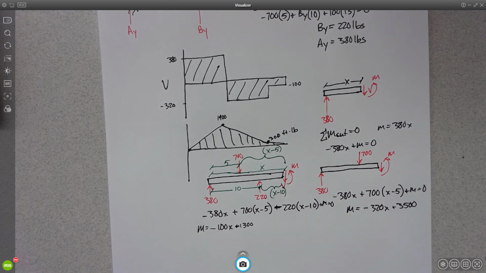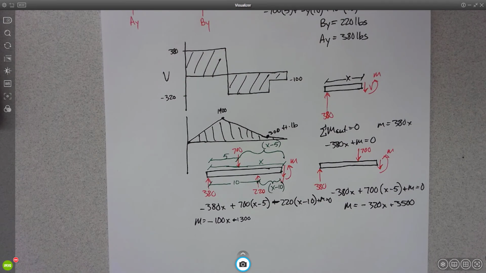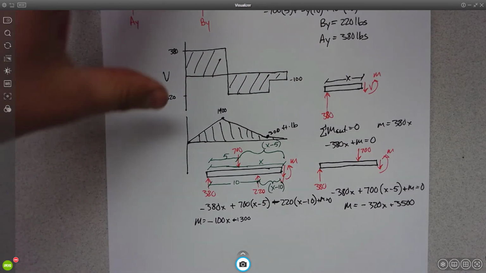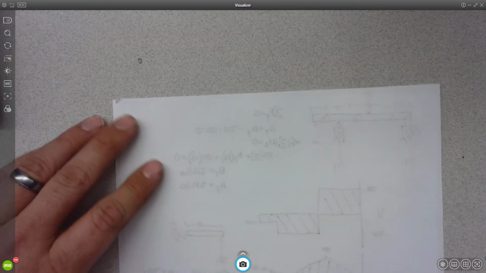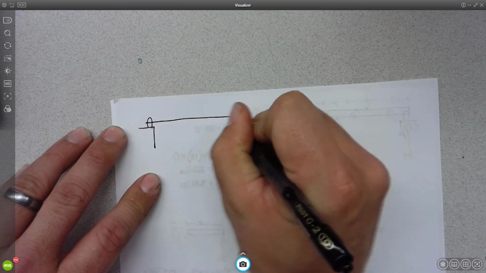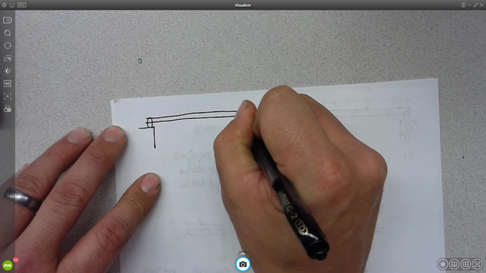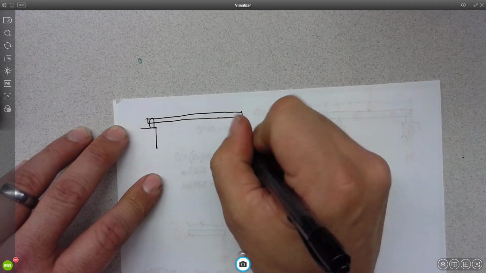Okay. All right. Okay, so we only have a few minutes left. I want to make sure that I cover distributed load. So let's do one simple beam, and I'm going to put a distributed load on it.